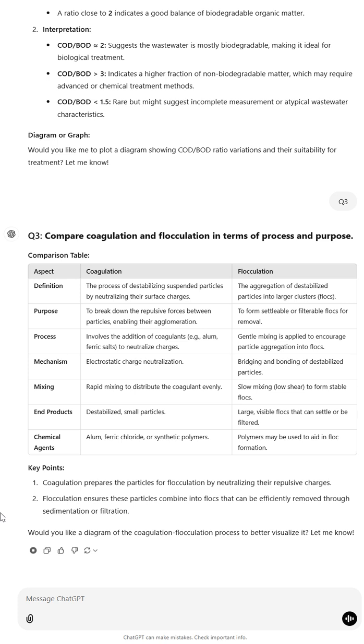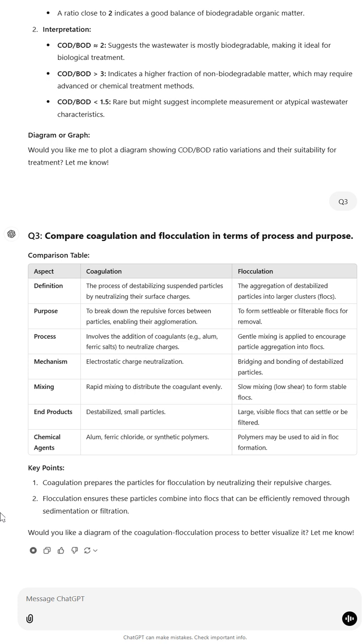Mechanism. Electrostatic charge neutralization, bridging and bonding of destabilized particles. Mixing. Rapid mixing to distribute the coagulant evenly. Slow mixing, low shear to form stable flocs. End products, destabilized small particles. Large, visible flocs that can settle or be filtered. Chemical agents, alum, ferric chloride or synthetic polymers. Polymers may be used to aid in floc formation.